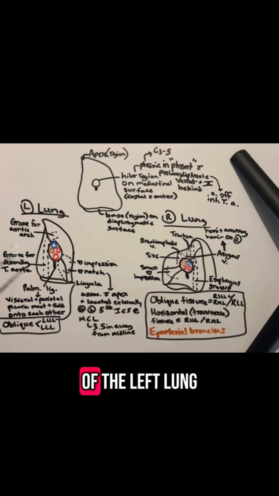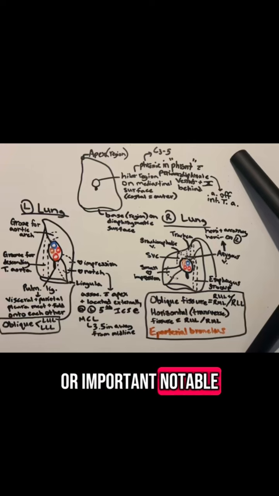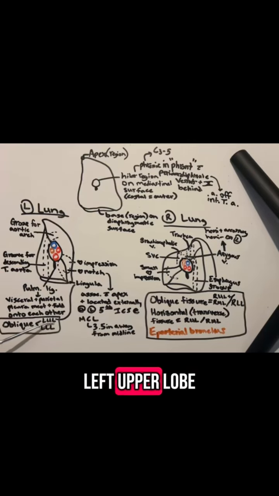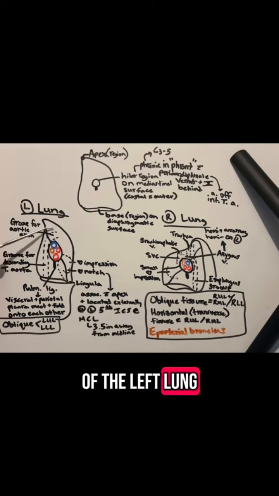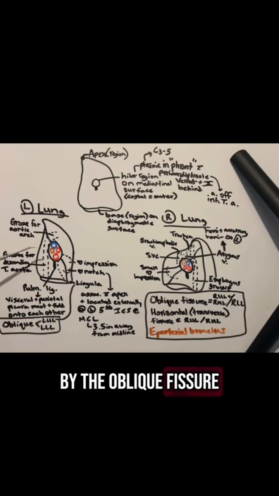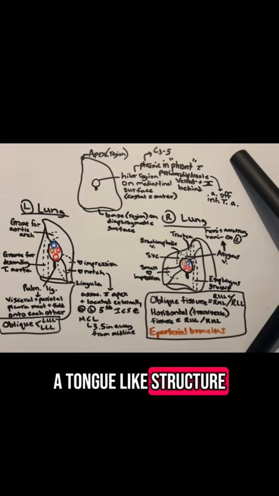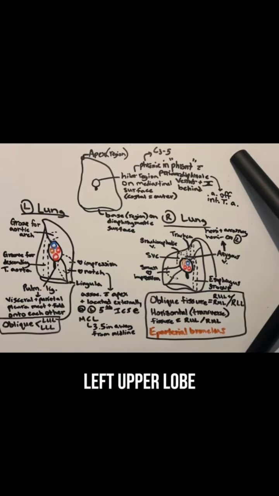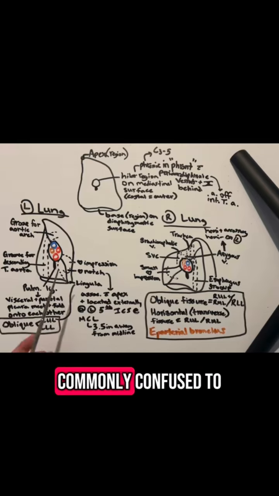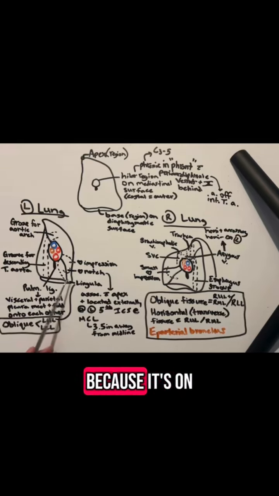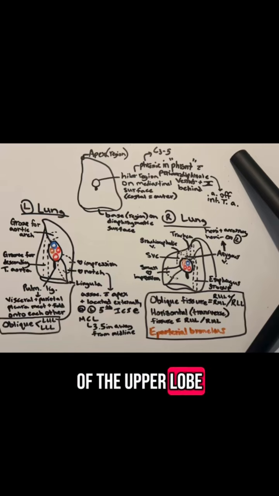Starting with the left lung, it has an oblique fissure. The oblique fissure of the left lung separates it into the left upper lobe and the left lower lobe. A notable characteristic of the left upper lobe, which is created by the oblique fissure, is the lingula. The lingula is a tongue-like structure that is an extension of the left upper lobe. Sometimes it is commonly confused to be a part of the left lower lobe because it's on the inferior aspect of the upper lobe, but it is important to note that the lingula is of the left upper lobe.